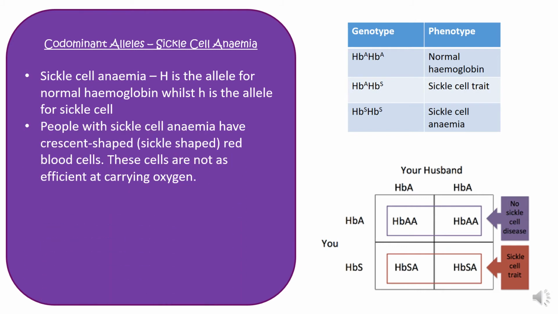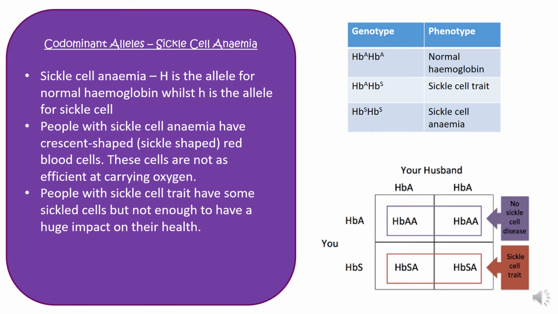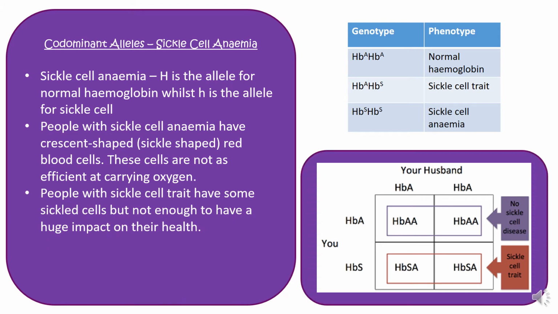People with sickle cell anemia have crescent-shaped or sickle-shaped red blood cells, and they aren't as efficient at carrying oxygen. People with sickle cell trait will have a few of the sickled cells, but still enough normal red blood cells to carry on as normal and not be affected by the disease. Interestingly, people with sickle cell anemia and sickle cell trait can't be infected with malaria. We've done that bit there.